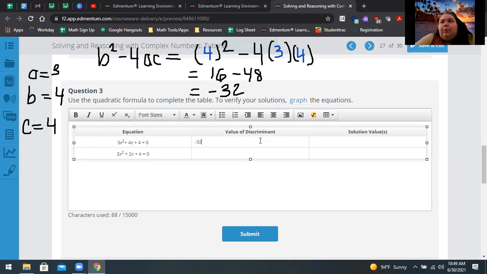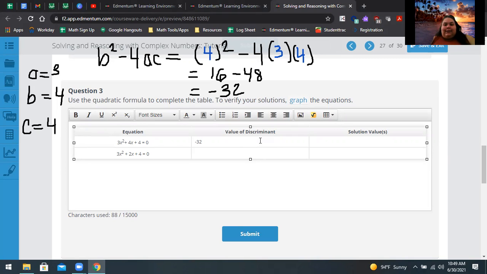Remember, what condition told us how many solutions I would have here? Because it's a negative under your discriminant notes, right? If it is a negative number, you're going to have no real solution, but 2 complex solutions. So that's what we're going to do right now.